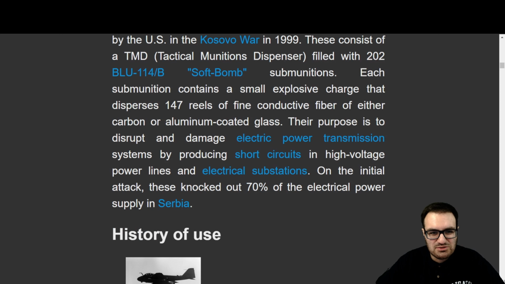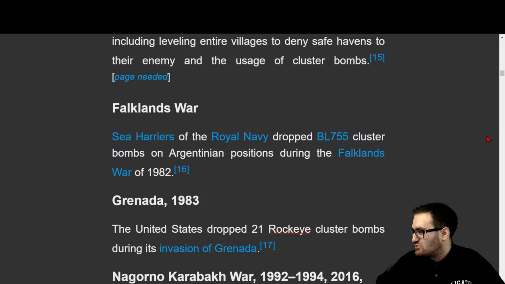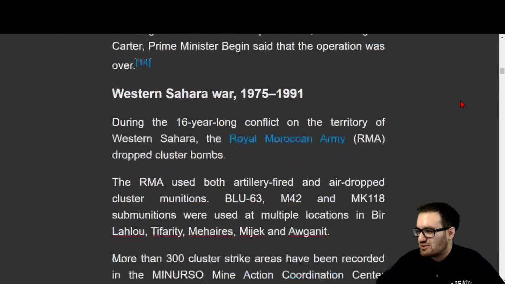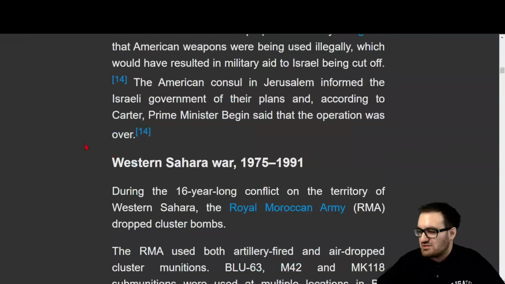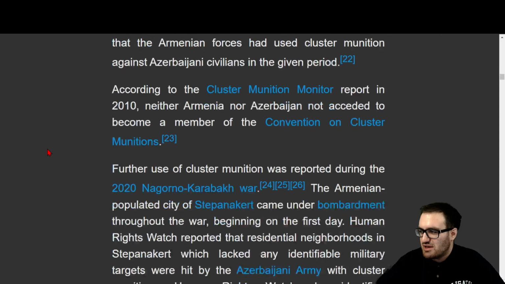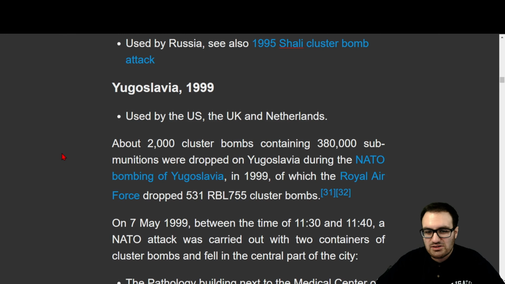Anti-electrical cluster bombs, though. Okay, meant to destroy electrical. See what else it talks about. Okay, so here's some conflicts where it's been used. I'm really going to focus on a couple here.